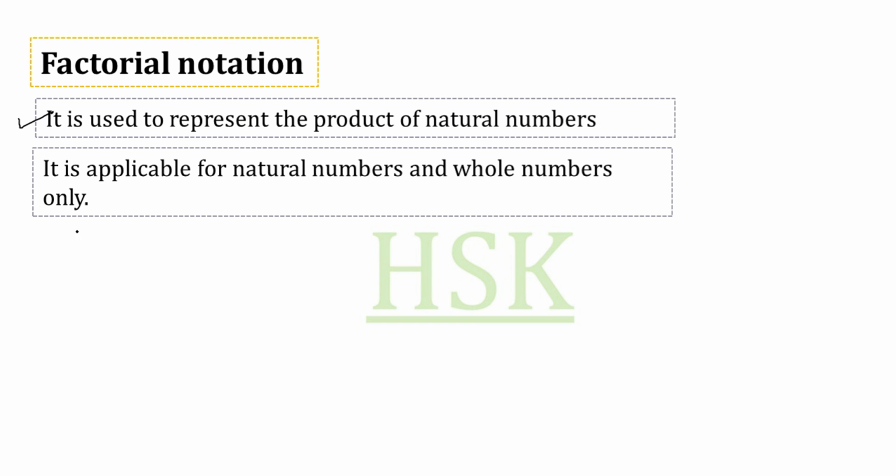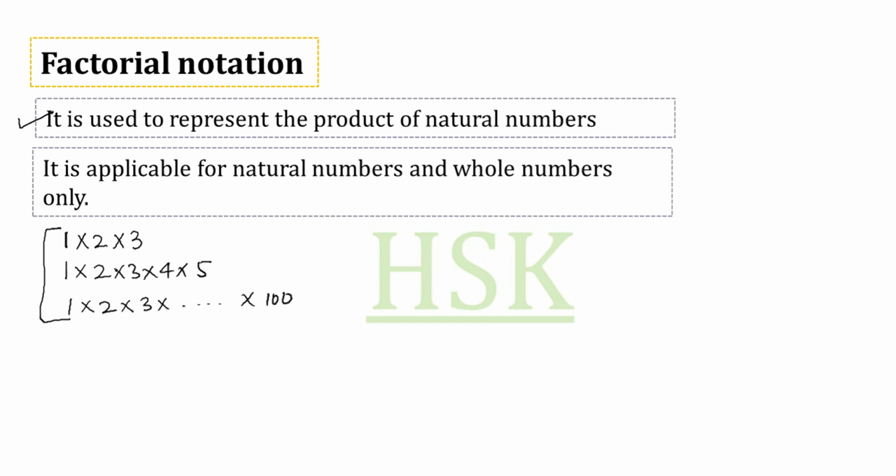Now consider an example. If we have to represent the product of three numbers, then we can write it as 1 into 2 into 3. If we have to write the product of 5 numbers, then we can write 1 into 2 into 3 into 4 into 5. And if we have to write the product of 100 numbers, then we can write 1 into 2 into 3 and so on up to 100. So this is the way we represent the product of numbers.